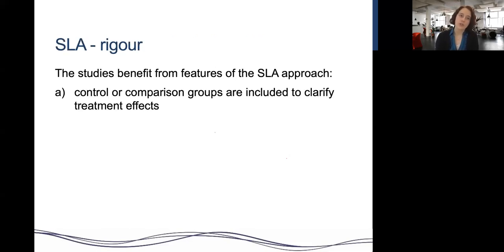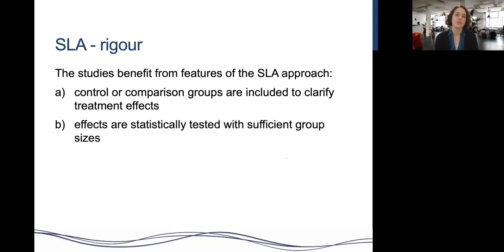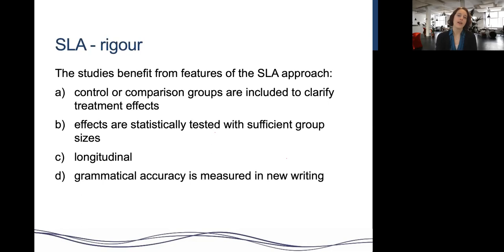To increase the rigor in the study, we can draw from the second language acquisition strand. So there is a control or a comparison group being used to help clarify treatment effects. And those effects are being statistically tested with groups that are of a large enough size to allow for statistical testing. It's longitudinal, so it's not just a one-off study. And grammatical accuracy is being measured in pieces of new writing.